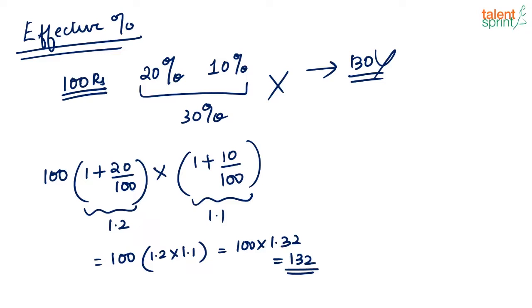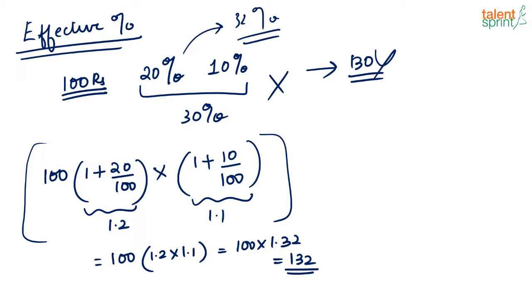So you can say that these two increases account to a 32% net increase. Now, this is the actual, or conceptual, way of solving this particular question. If you know the formula for effective percentage, solving this question is very, very easy. You will get the answer in one step. So what is the effective percentage formula? What it states is this.